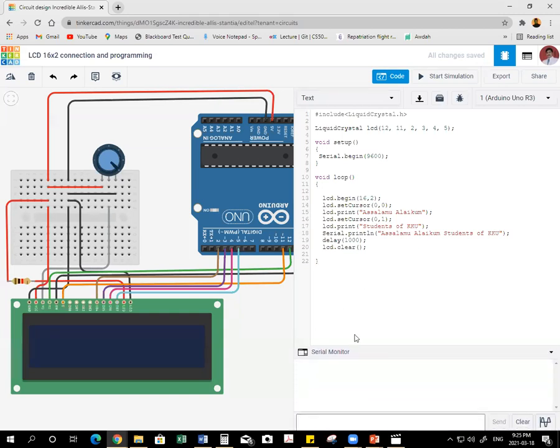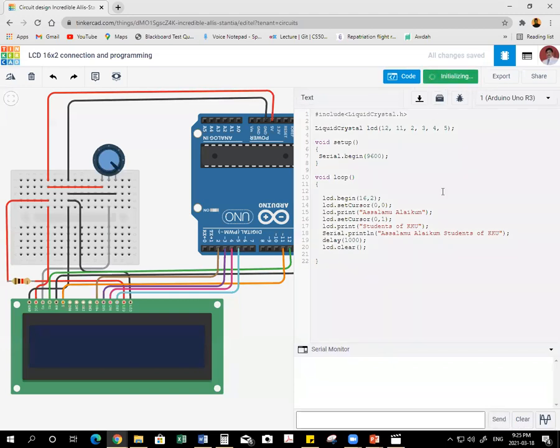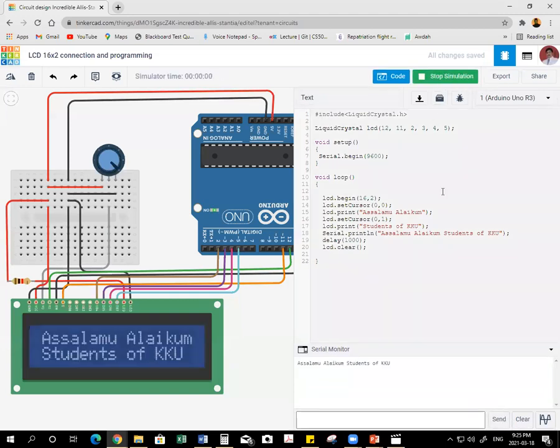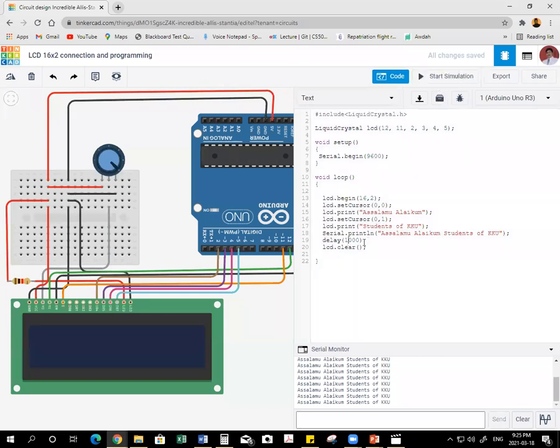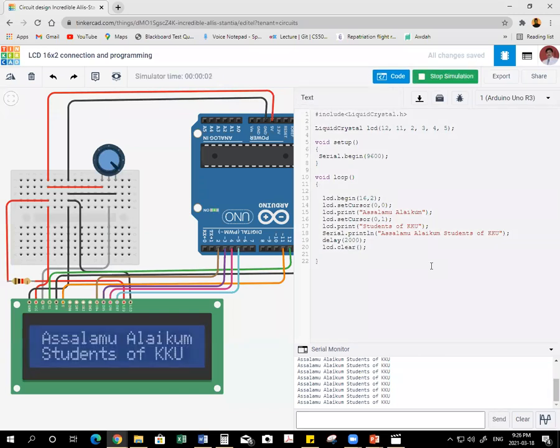Now open the serial monitor, sorry, the LCD here. Now start simulation. See, Assalamu alaikum, students of KQ. For every second, it is printing. Now, if you want to increase the delay, you can increase the delay. Stop simulation. You can have 2 seconds so that you can understand the LCD delay. So it is printing step by step.